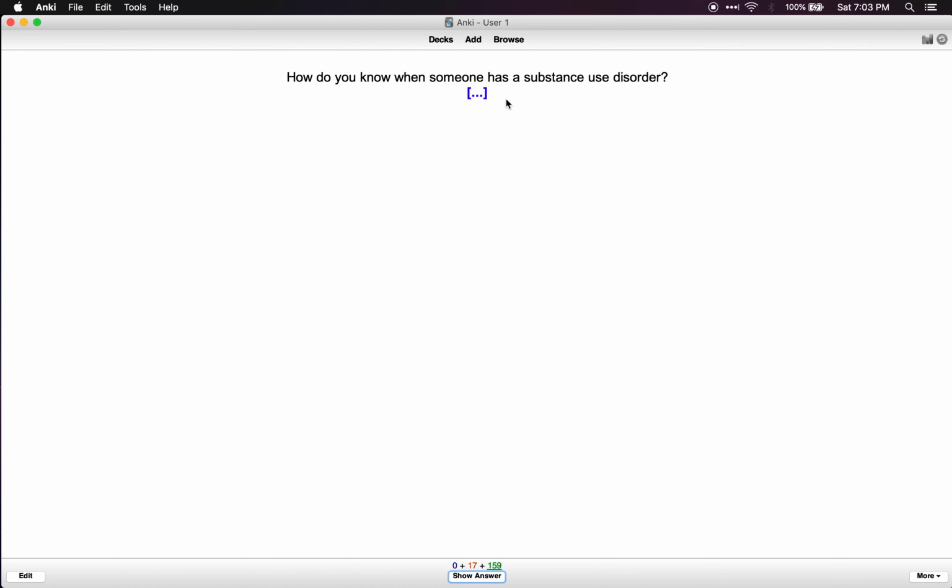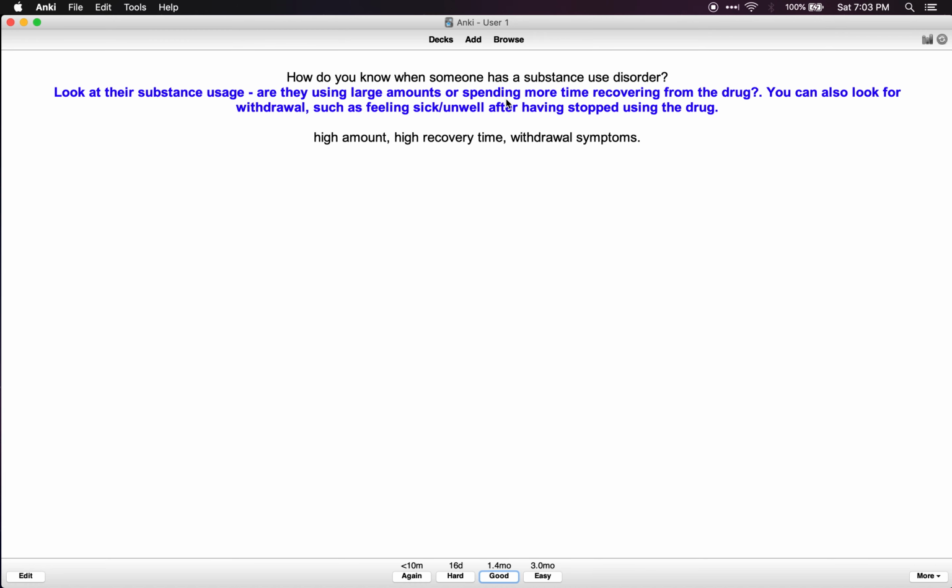How do you know when someone has a substance use disorder? Look at their substance usage. Are they using large amounts or spending more time recovering from the drug?